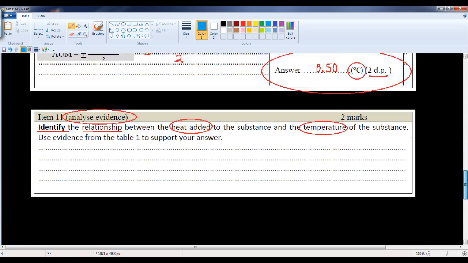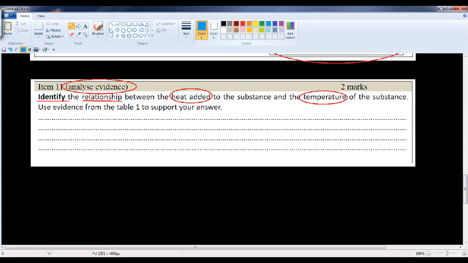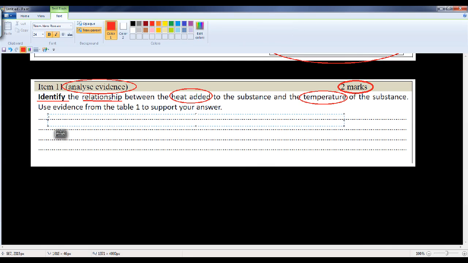So in this case, for these 2 marks, at least we should have 2 points to write. Let's have a go. First we can say that the more heat is added, the greater the rise. That's a general statement, and then you can go into more detail.